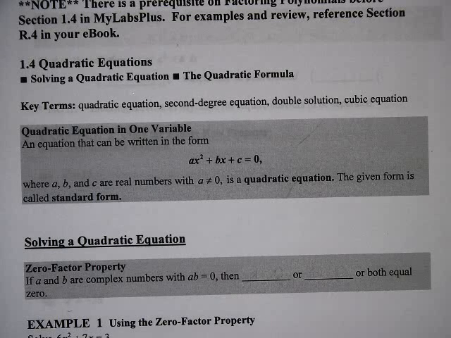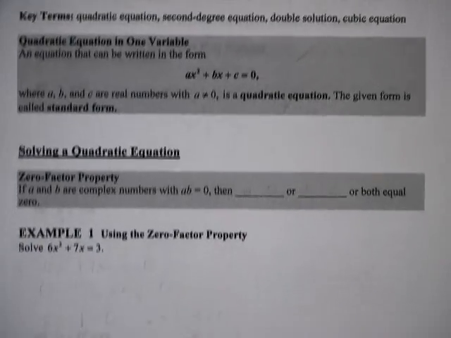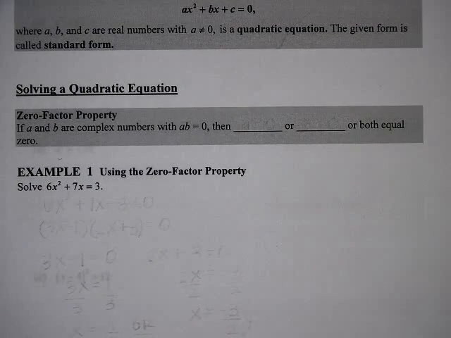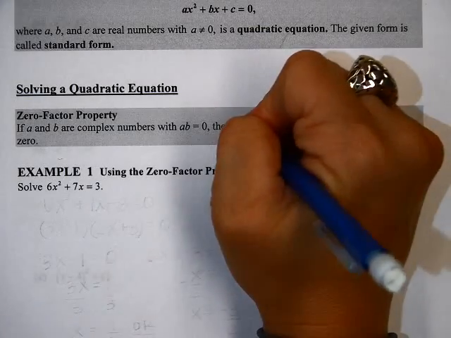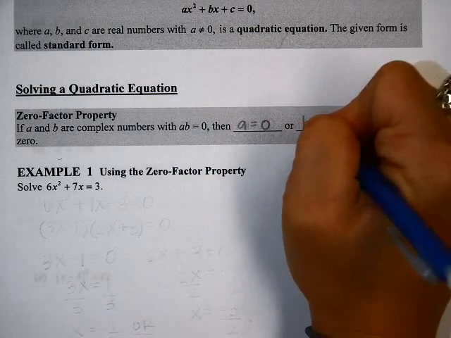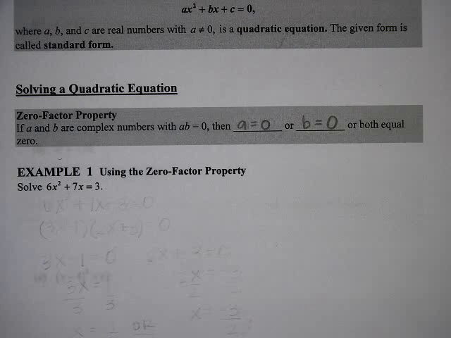The next thing that we're going to talk about is your zero factor property. And it says if a and b are complex numbers with a, b equal to 0, then a equals 0, or b equals 0, or both equal 0. So as we move into example 1, we're going to solve this quadratic equation using the zero factor property. And so it is important that you note that either a equals 0 or b equals 0 or both.